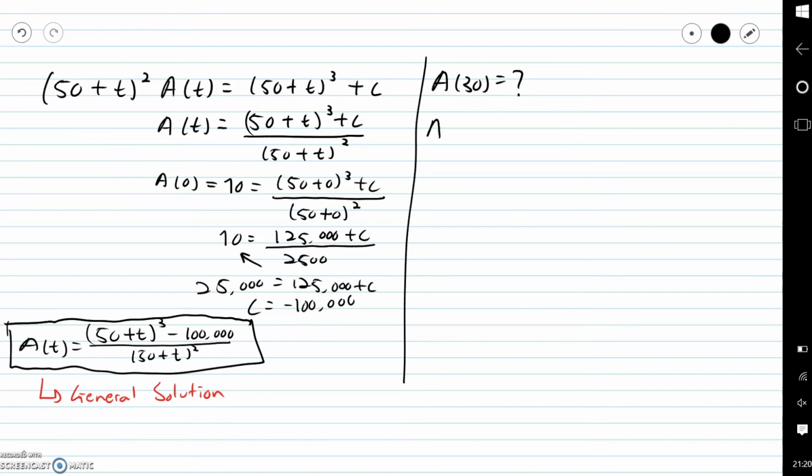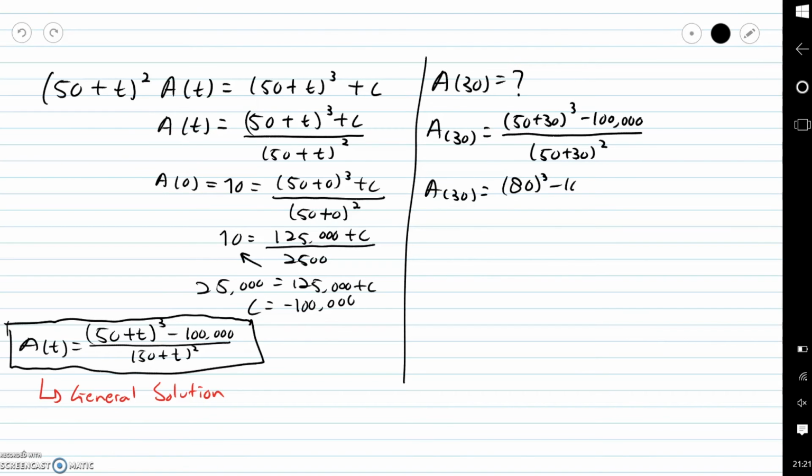So we just simply plug in when time equals 30, substitute t for 30, and we'll get our answer, which is 64.375 pounds.